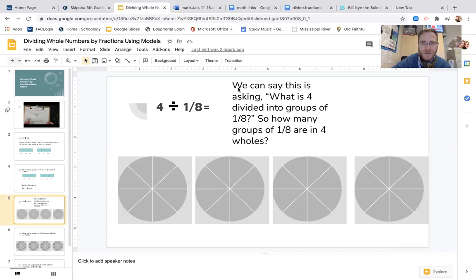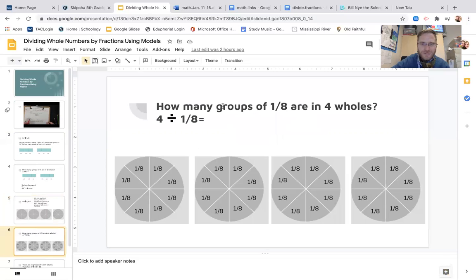Okay, we can say this question right here, 4 divided by 1/8, is asking what is 4 divided into groups of 1/8. So how many groups of 1/8 are in 4 wholes? Well, here's a whole, it's cut into eighths. So there's a group of 1/8, there's a group, there's a group, and so on. So there are 8 groups of 1/8 in 1 whole, right?